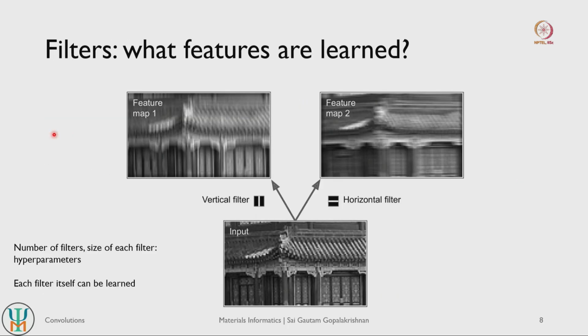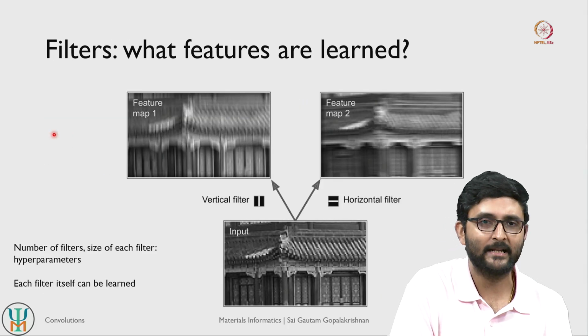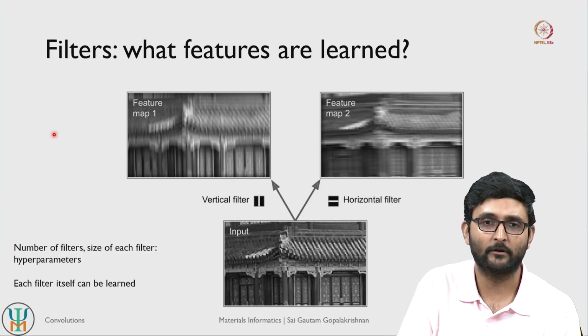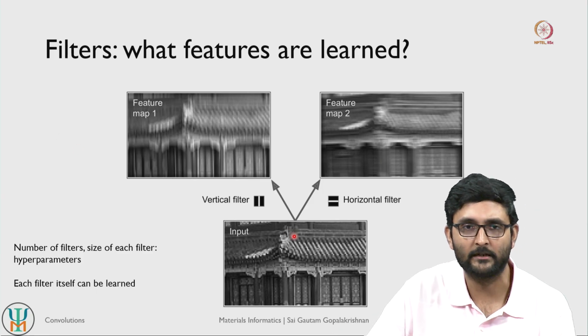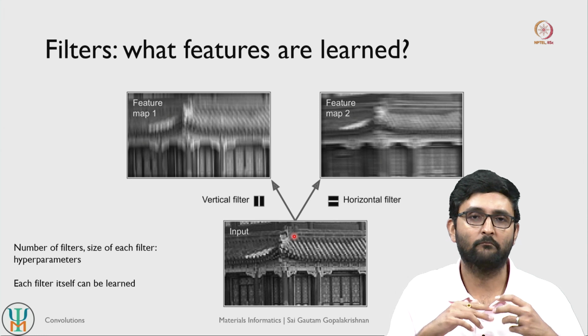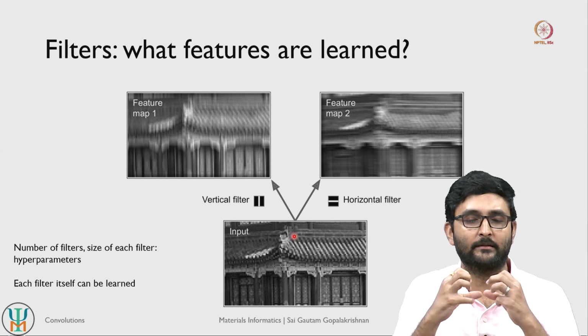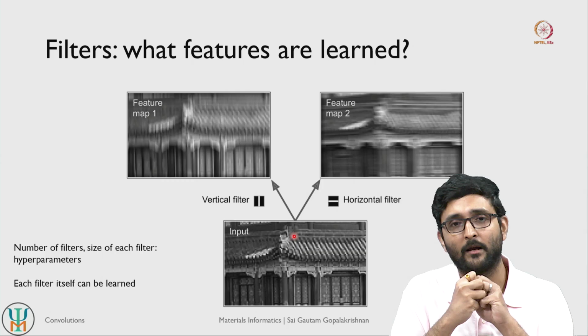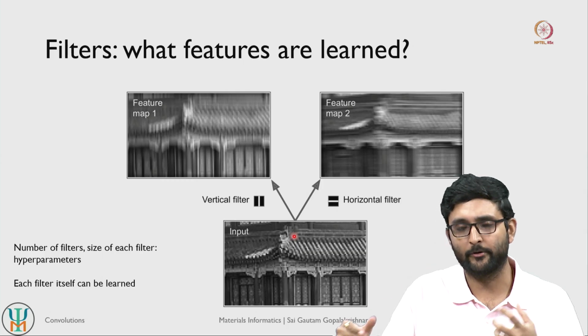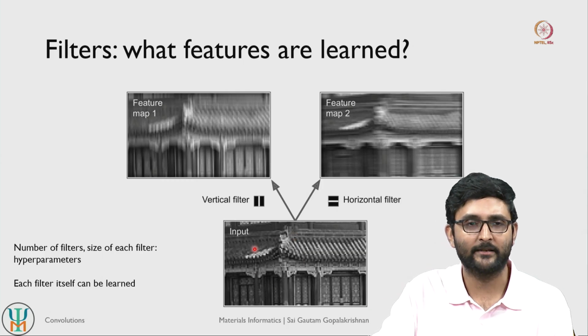Okay. Now let us move on to another important idea in convolutional neural networks, which are referred to as filters, right. So what is a filter? A filter is basically the kinds of features that the model is actually trying to learn from a given image or a given input. So let us take an example of this image, right.